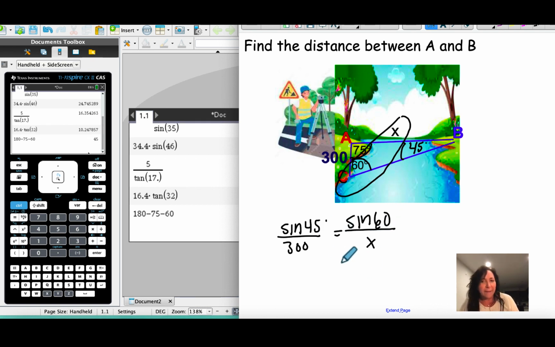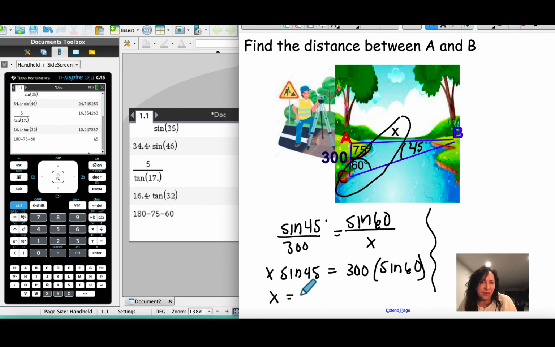So we're going to cross multiply. I know that you guys know the sine of 45 is root 2 over 2, sine of 60, root 3 over 2. I get that. I'm going to use an approximation instead, but you totally can use the roots. It's fine. I guess I can show you that also. I'll do that in a minute. So cross multiply, I get x times sine of 45 is equal to 300 times sine of 60. And we're going to get x is equal to 300 times sine of 60 degrees divided by sine of 45.